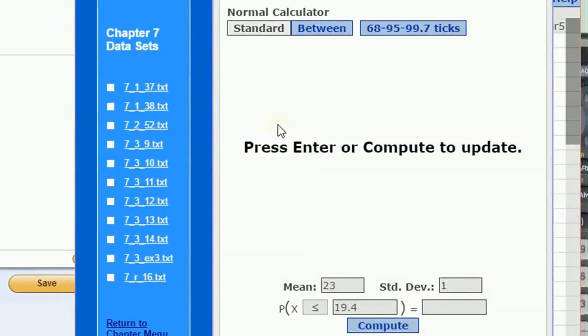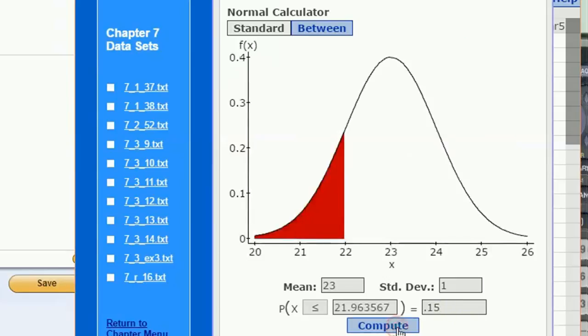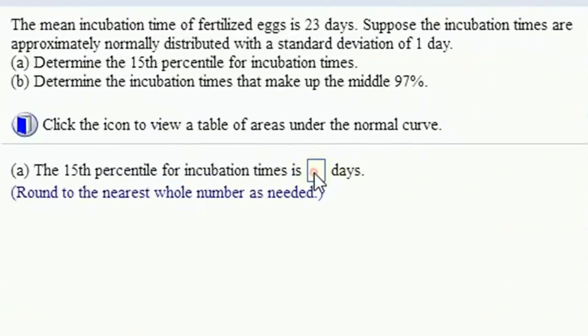So when we're looking for a 15th percentile, what we're looking for is the number of days such that 15% of fertilizations are less than that. So rather than entering into this first box, we're going to enter 15% or 0.15 in as the probability, and what we're going to compute is a cutoff, 21.96, such that 15% of fertilization or egg incubation times are going to be less than that. So I'm going to round to the nearest whole number. That's going to round to 22 days.